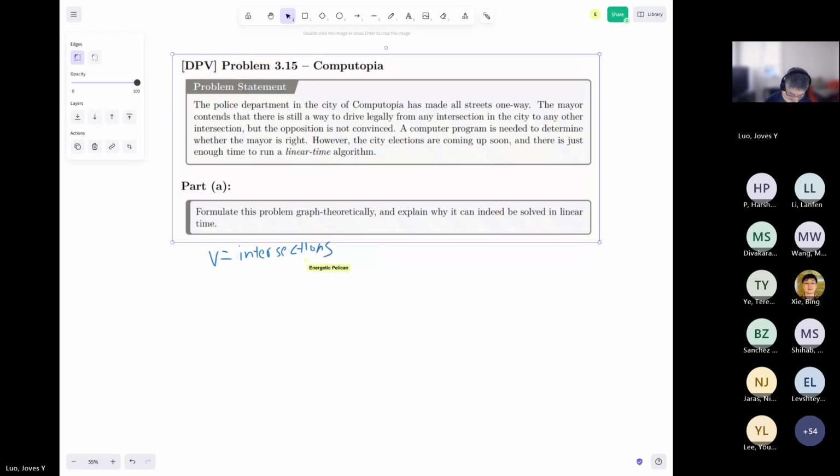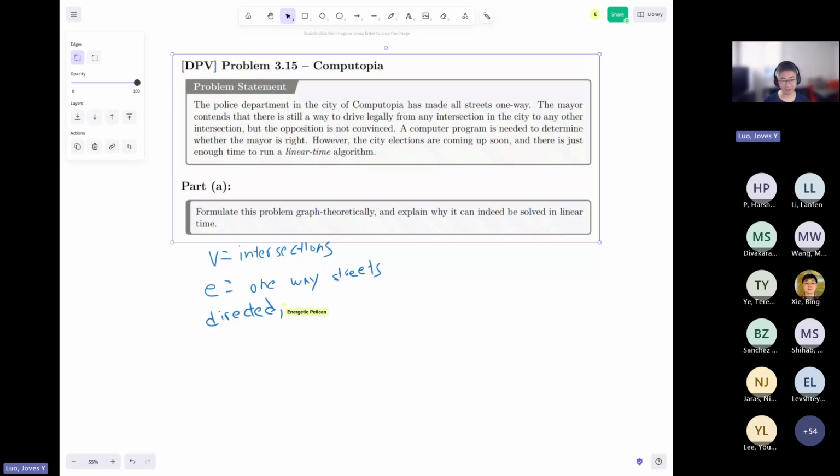Okay. I'm going to say E equals one-way streets. Now these streets are one way, so these are directional. So what do we know about this graph? We know that it is directed. We can assume that it's connected.